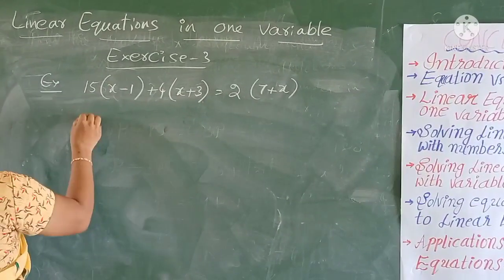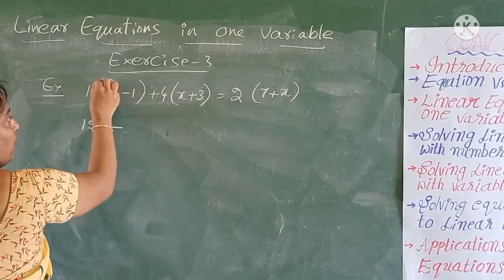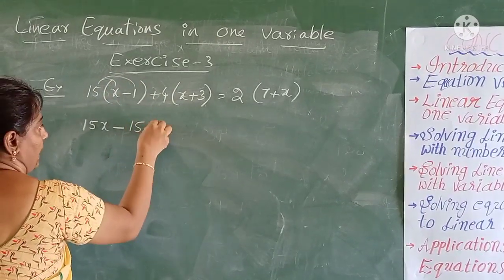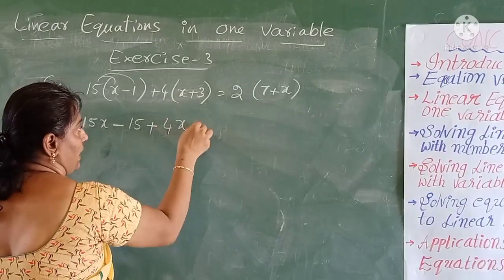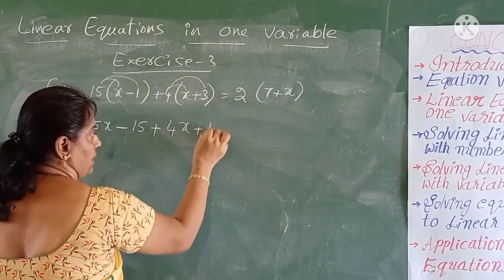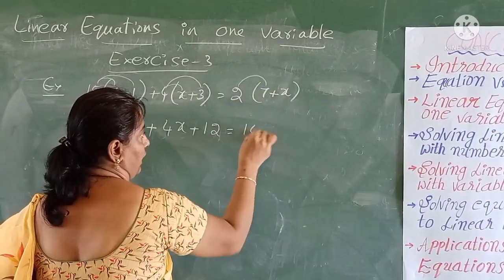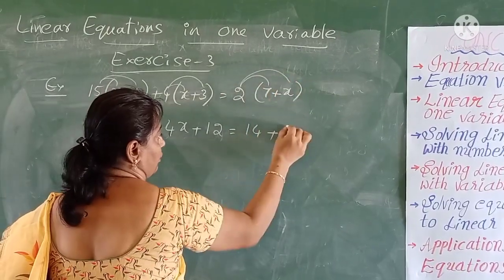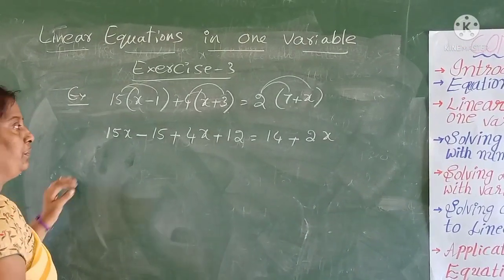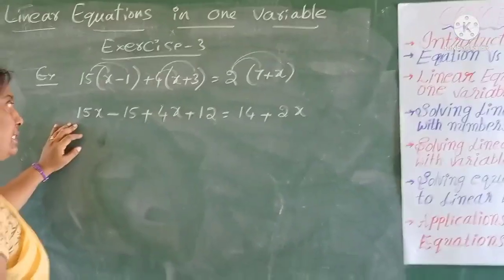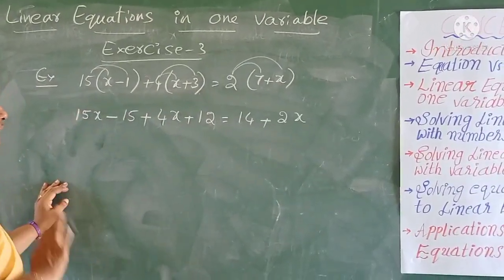So 15 into x is 15x, minus 15 into 1, 15, plus 4 into x, 4x, plus 4 into 3, 12, is equal to 2 into 7, 14, plus 2 into x, 2x. Like the previous problem, we have to solve in the same order, but more brackets are there. That is the only difference.